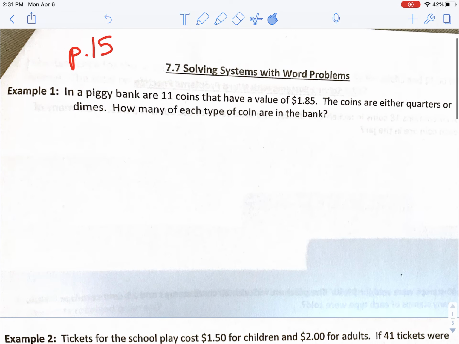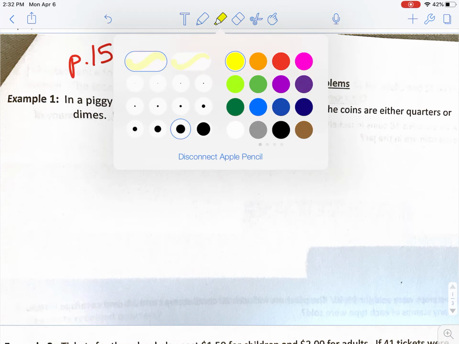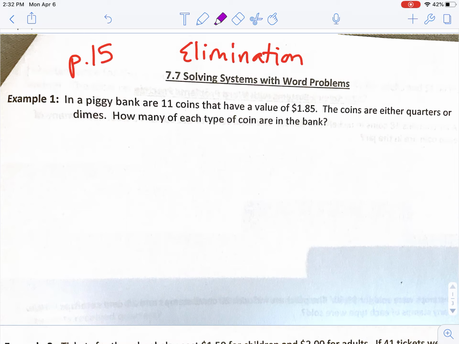Most likely you're still going to be using elimination to solve these. So you have to know that process that we were doing the past couple days here. So you're going to use that same process now, this new one of elimination. All right, so let's read our problem. I know you guys love word problems, so let's try our best to figure this out.